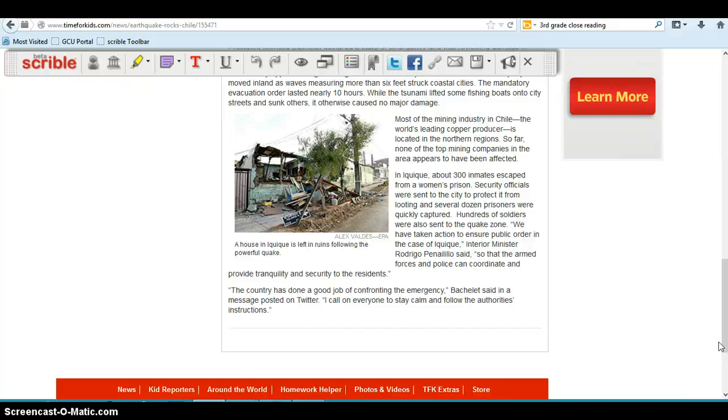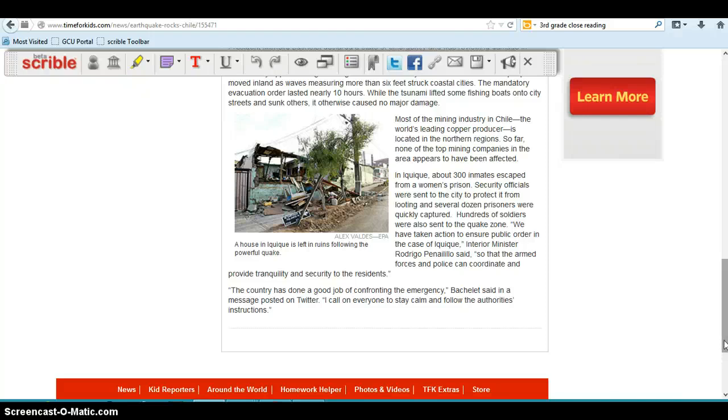We have taken action to ensure public order in the case of Iquique, Interior Minister Rodrigo Pedaleo said, so that the armed forces and police can coordinate and provide tranquility and security to the residents. The country has done a good job of confronting the emergency, Bachelet said in a message posted on Twitter. I call everyone to stay calm and follow the authorities' instructions. And the caption says, a house in Iquique is left in ruins following the powerful quake.